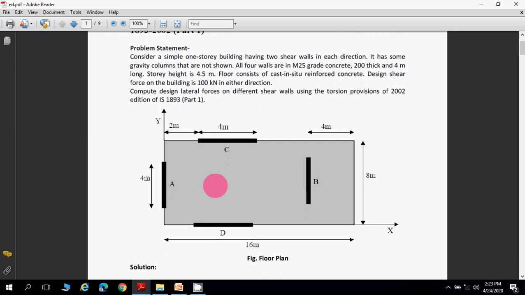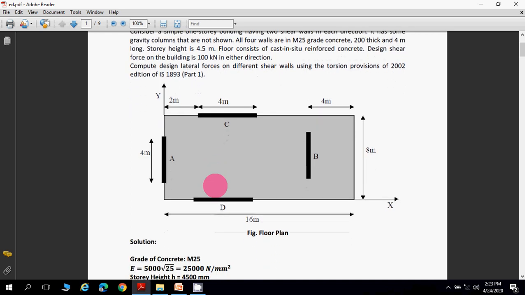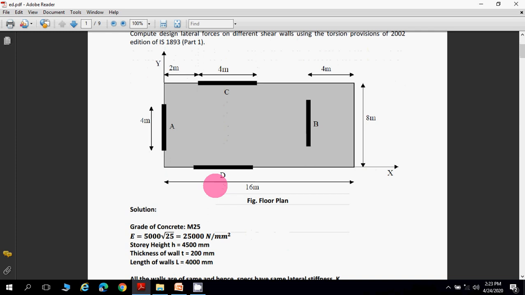So the solution: the given data mentioned in the problem is that the grade of concrete of the shear wall is M25. So we can calculate the modulus of elasticity, which is given by 5000 under root of fck. It means 5000 under root of 25, where fck is 25 for M25 grade of concrete. So it's 25,000 Newton per mm square. Story height is 4.5 meter, that is 4,500 mm. Thickness of wall is 200 mm and length of wall is 4 meter or 4,000 mm.